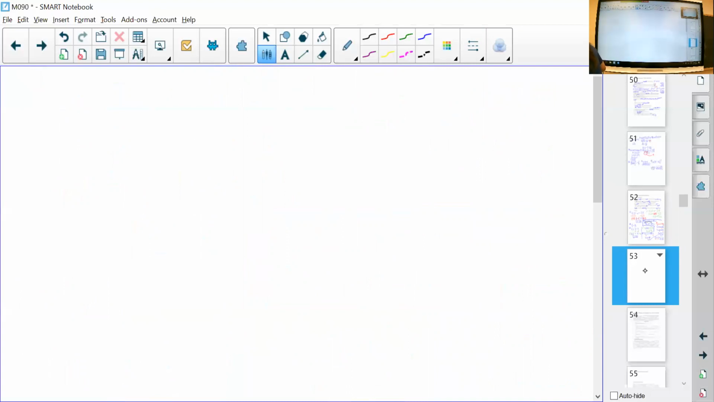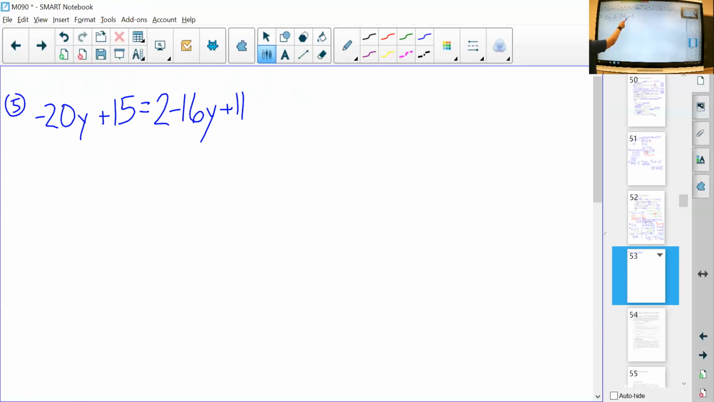Let's look at example 5. So we have negative 20y plus 15 equals 2 minus 16y plus 11. You can stop it here and think about what you want to do. Or if you have already thought about it and just want to check, or if you aren't quite sure, I'd start by combining like terms.